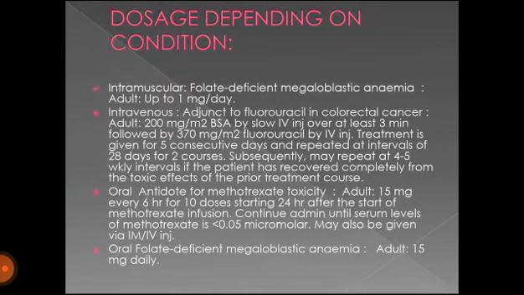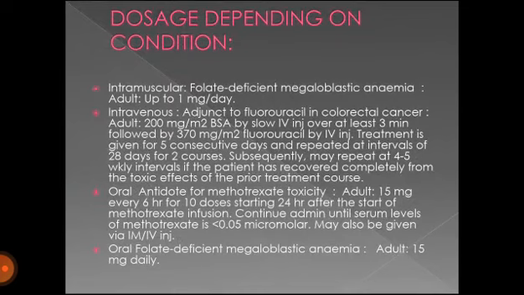Intravenous folinic acid is given as an adjunctive therapy in colorectal cancer, and the dose in adults is 200 milligrams per meter square BSA by slow IV injection over 3 minutes, followed by 370 milligrams per meter square 5-fluorouracil by IV injection. The treatment is given for 5 consecutive days and repeated at an interval of 28 days for 2 courses. Subsequently, you may repeat at 4 to 5 weekly intervals if the patient has recovered completely from the toxic effect of the prior treatment.